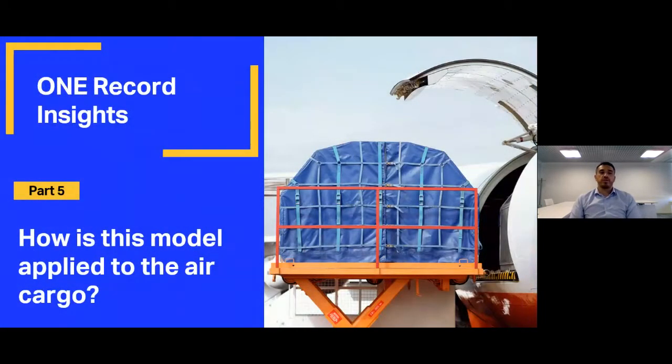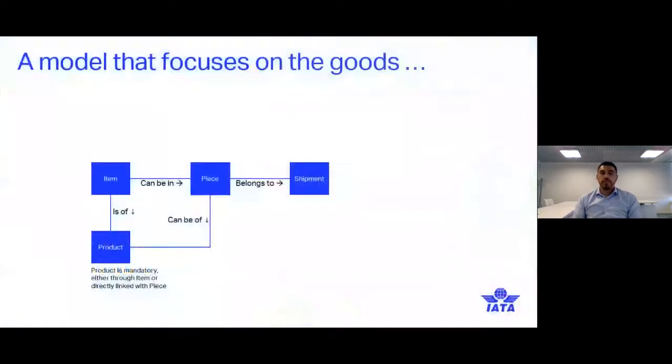So this is a transition for us to go to the fifth part, to go a bit further into the data model and see how this model can be applied to air cargo. I will not go into too much detail in this part, because the idea is not to overflow you with too much detailed information. We'll focus now on the high-level model. So basically, at first, the model focuses on the goods that are being transported, meaning that we have the product being the shipper product, items, pieces, and shipments. So you can see here that we have the piece at the center, and that is basically linked to any other objects at this stage.